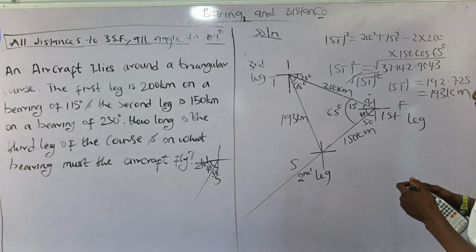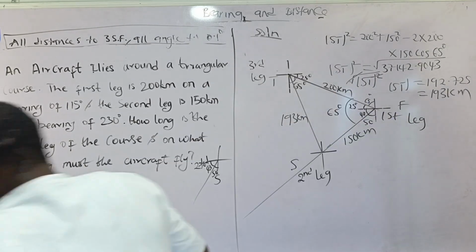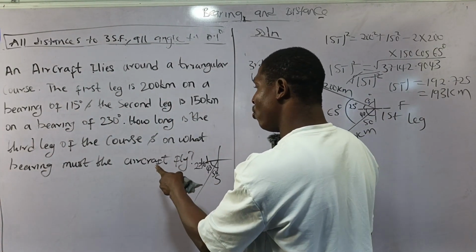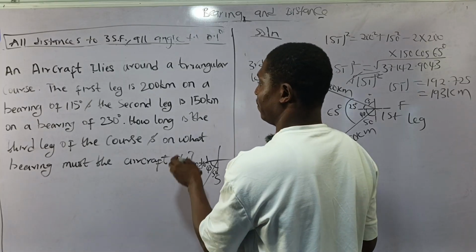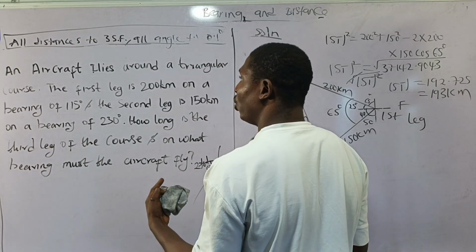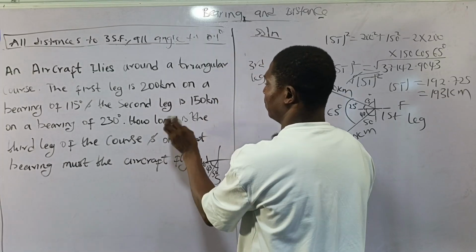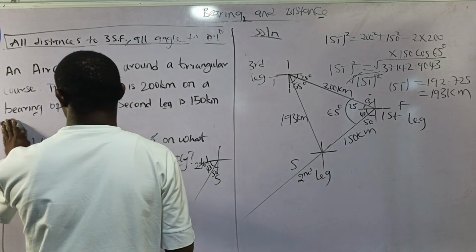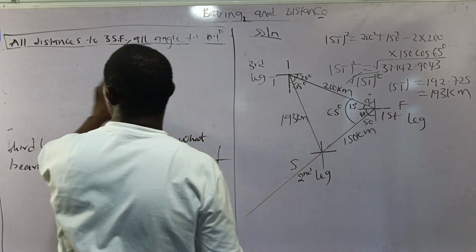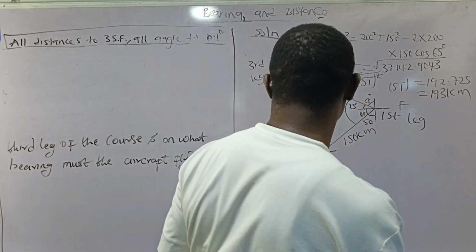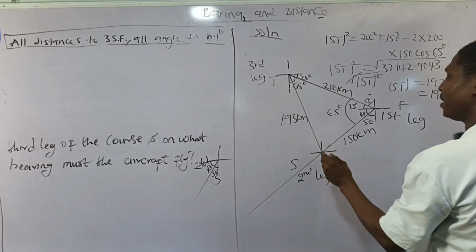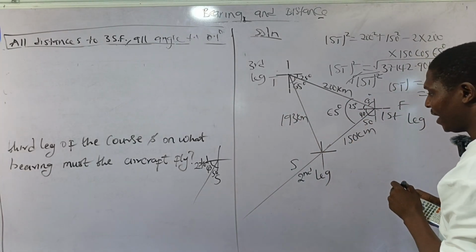The next we are asked is, on what bearing must the aircraft fly? How long is the third leg, and on what bearing must the third leg fly? So let's see. The bearing this third leg is going to fly is this. Is the bearing of the third leg from the first leg.